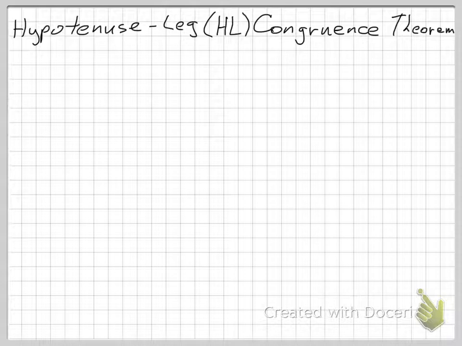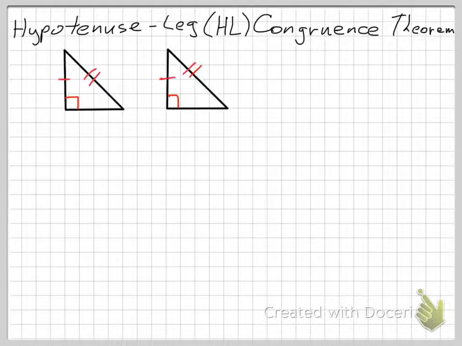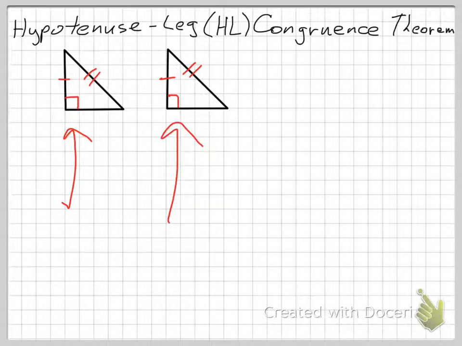Okay, the next concept is the hypotenuse leg congruence theorem. This theorem can only be used for right triangles. That's important. It can only be used for right triangles. And it can also be abbreviated as HL. And so if you have two right triangles, and these are right triangles because we have these red squares that denote that we have two 90-degree angles, or two right angles.